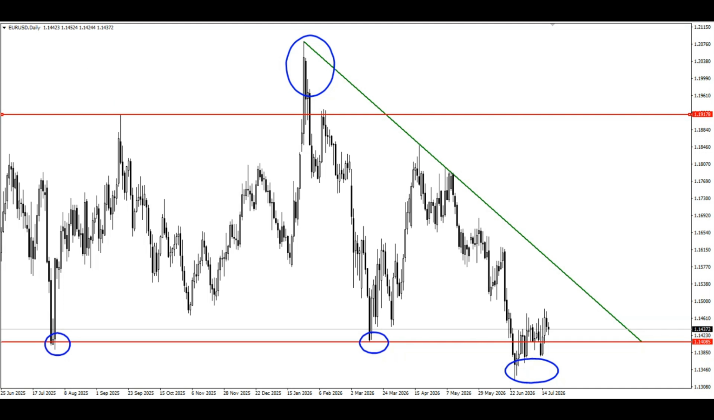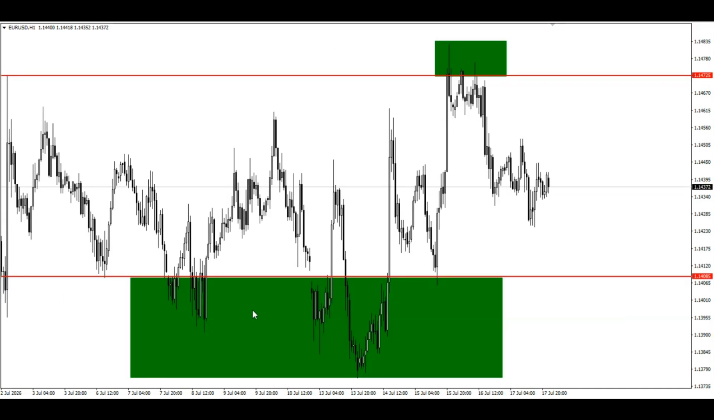Now we narrow it down to the 1-hour chart to find our zone of interest. This is where we refine our levels. We look for specific hourly order blocks, key liquidity pools, or supply and demand zones that sit right inside our daily bias. When the price enters this H1 zone, we get ready to strike.